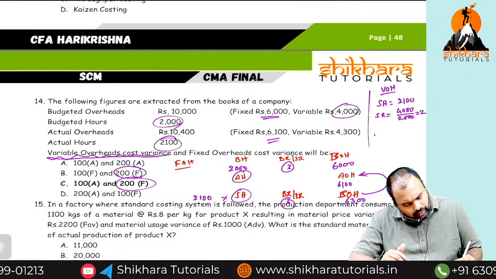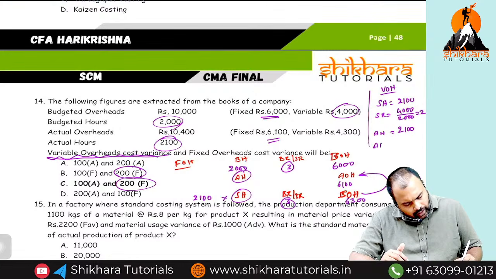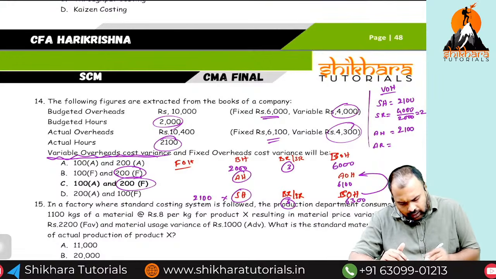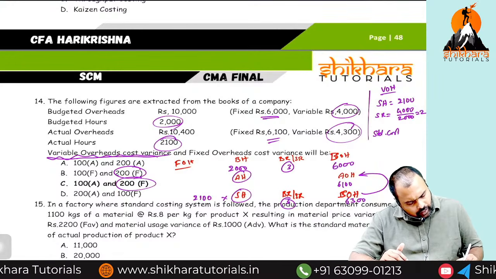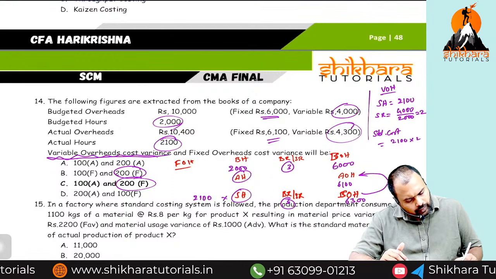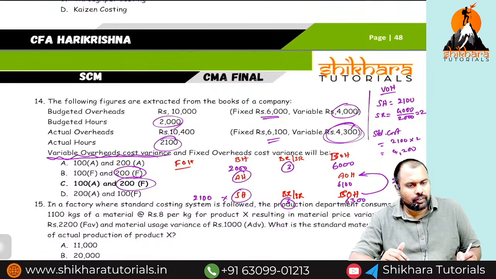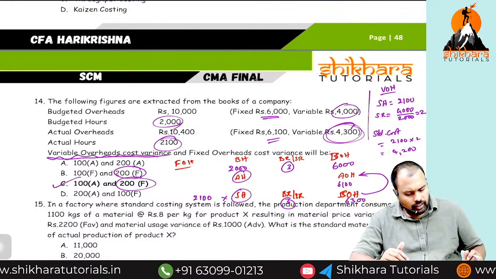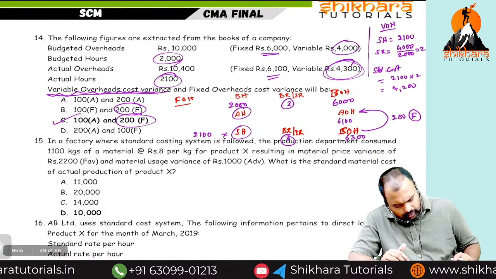And actual hours is 2,100. Actual overhead is 4,300, they have given. Standard cost we can find out: 2,100 into 2, which is 4,200. Compare that with the actual cost of 4,300, that will be 100 adverse. So C has to be the answer. Though it is wrong, we have to follow the same thing, sir. Next.